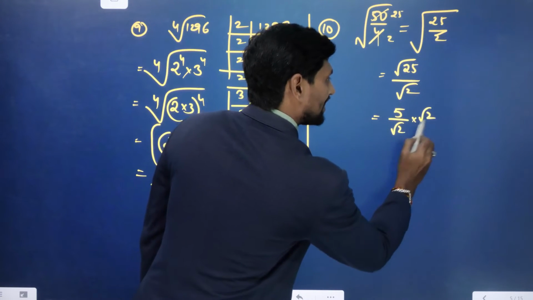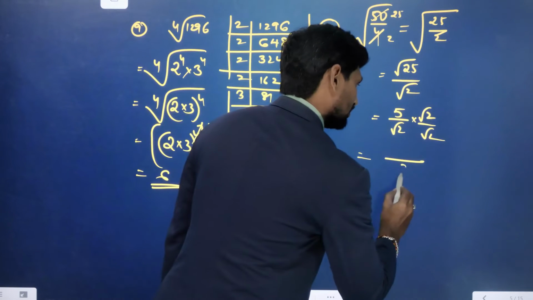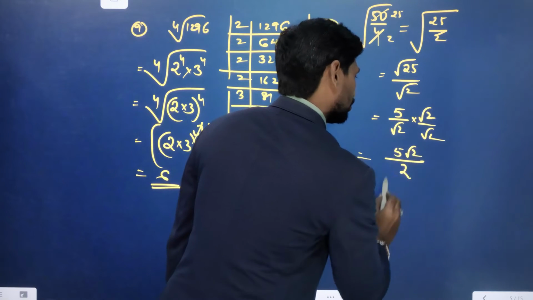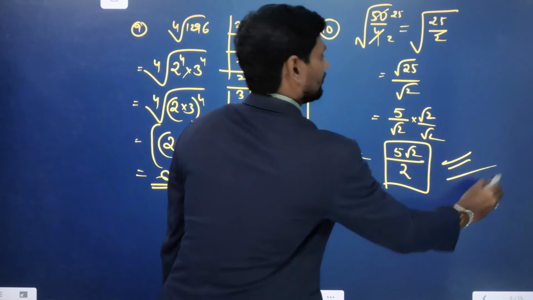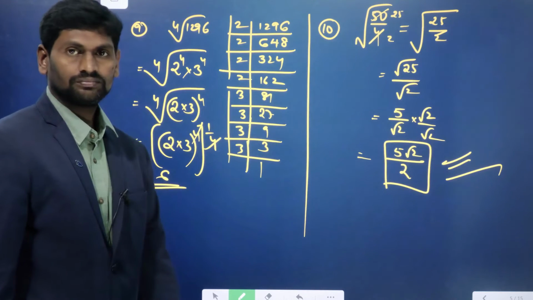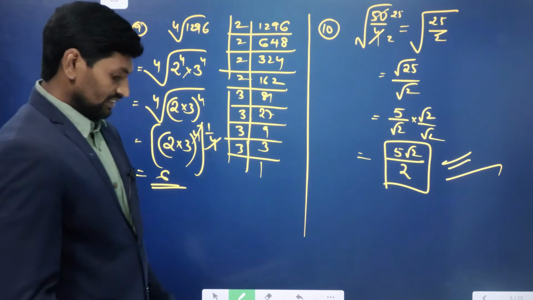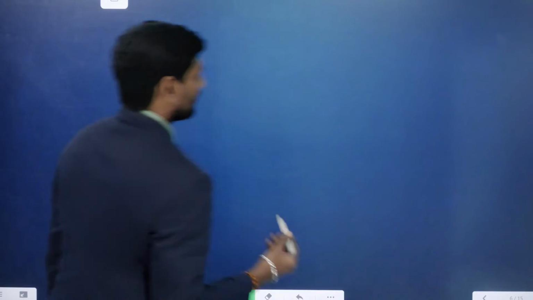I am using the rationalizing factor here. Then root 2 into root 2 becomes 2. This is 5 into root 2 by 2. This is our required answer. So that's it. Going to the next question.